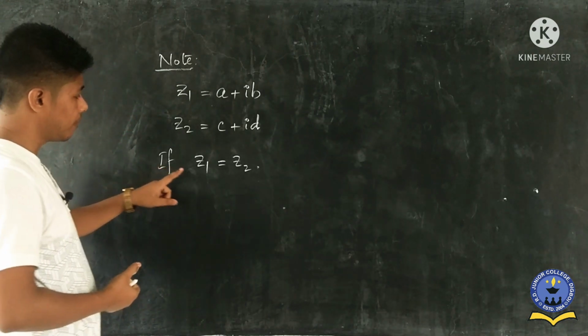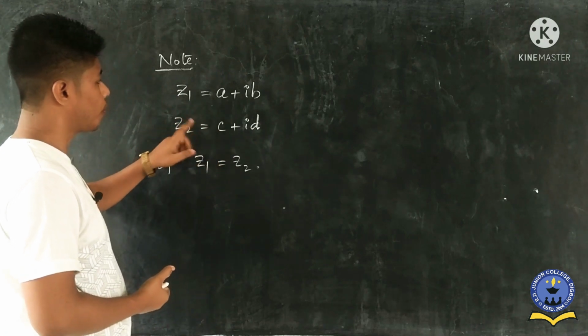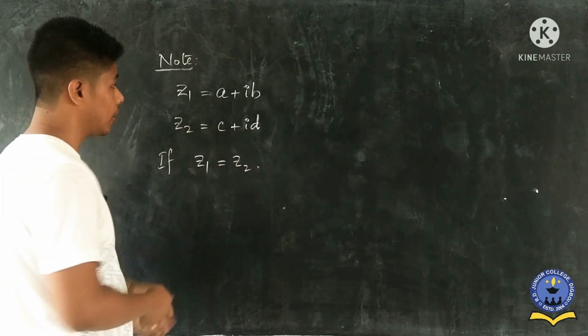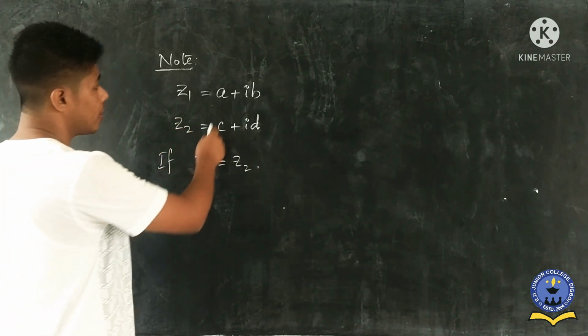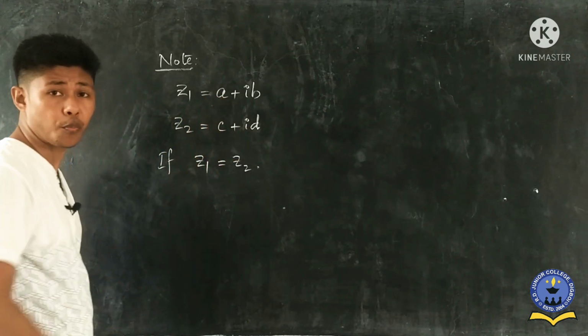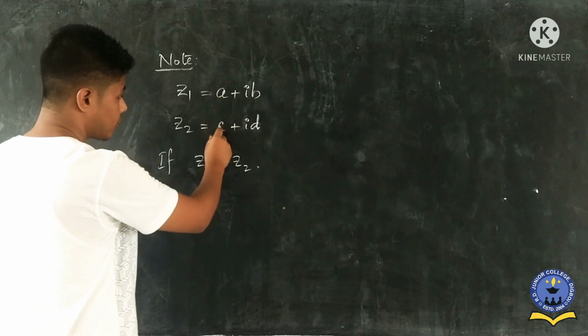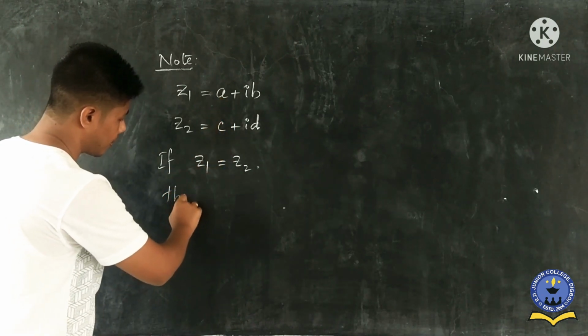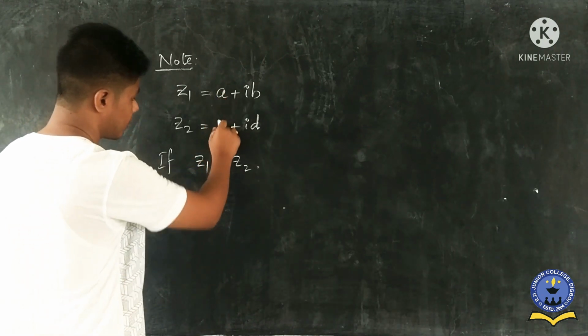For that, if Z1 equals Z2, if these two complex numbers are given equal, then the condition we get is real part equal with real part. Remember, real part is never compared with imaginary part. Here the real part is equal with the real part, then we get A is equal with C.